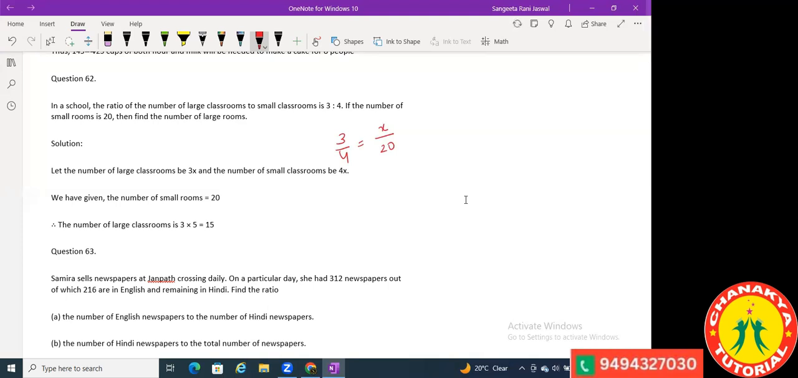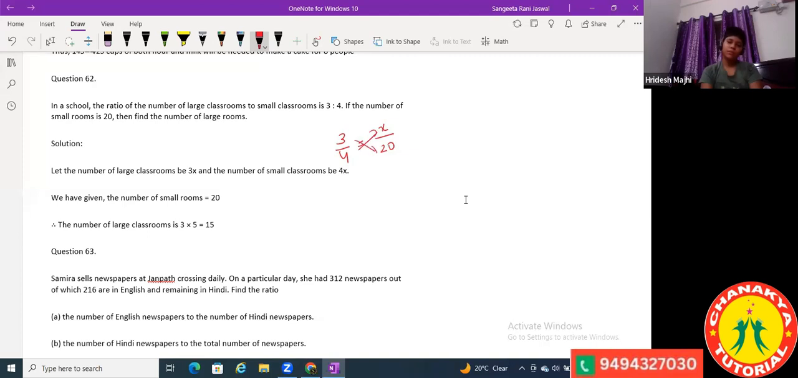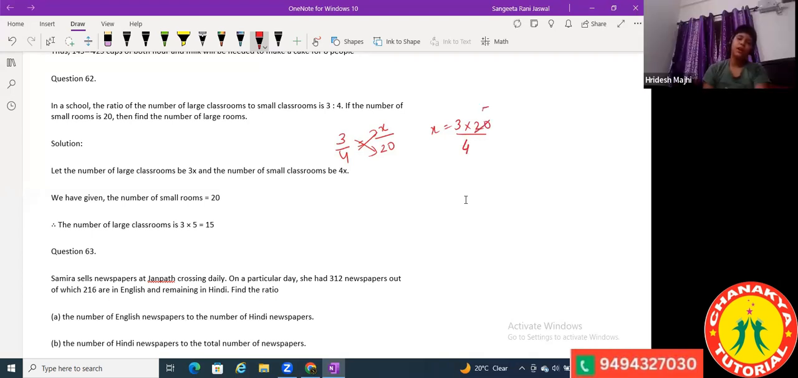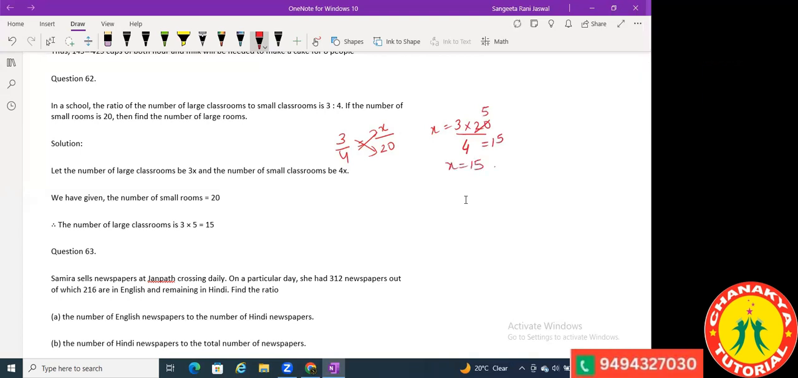Teacher, 3 fives are 15. So when you cross, because 4 fives are 20, so 3 also we have to do 3 fives, which is 15. Okay. Then we have to multiply it.